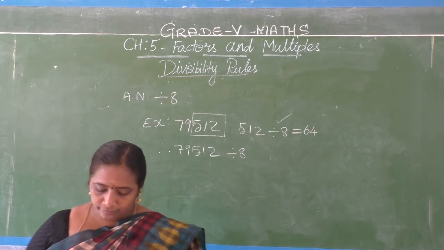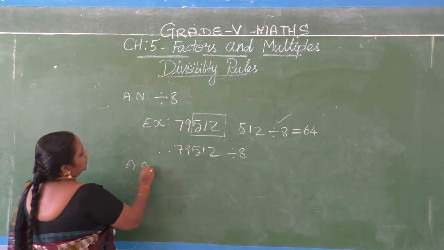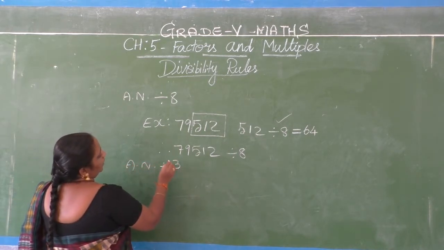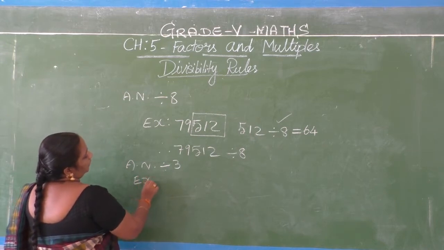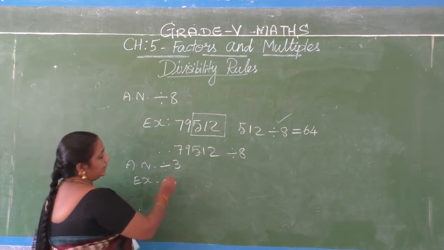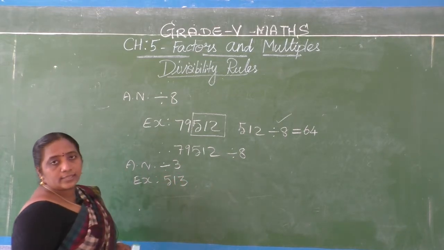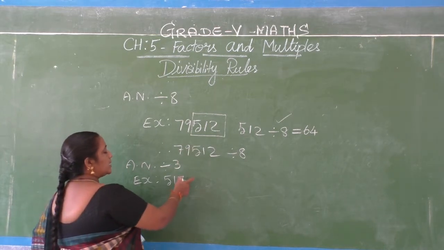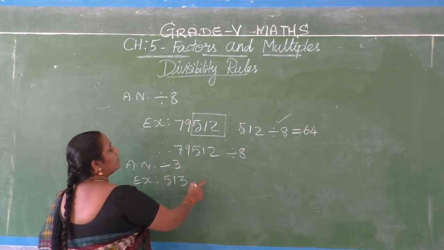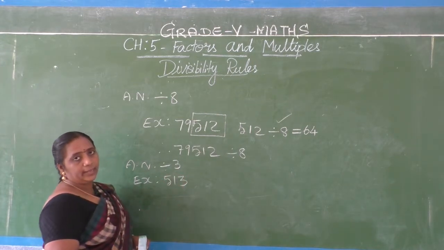Then the next rule: a number is divisible by 3. What is the rule? If a number, any number, is divisible by 3 or not, how can we find out? For example, I will give you one number, 513. So what is the rule for 3? The sum of the digits divisible by 3 means this whole number will be divisible by 3.